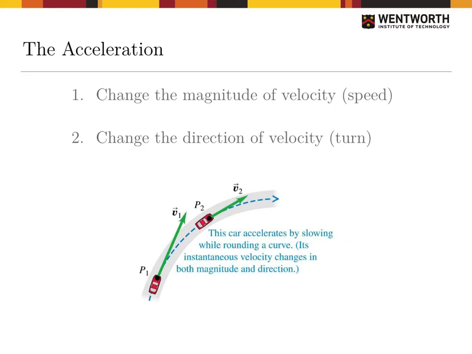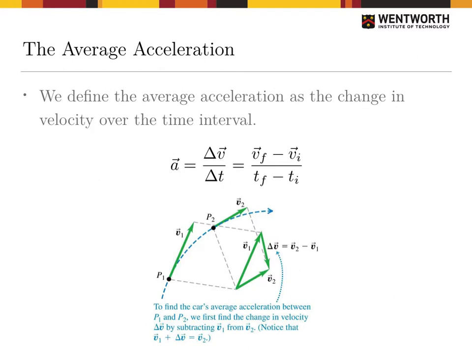Both of these result in a different velocity vector. Shown here is a car that is turning and slowing down at the same time. Therefore, the second velocity vector, v2, has a smaller magnitude than v1 and is pointing in a different direction. The average acceleration is given by the change in an object's velocity over the elapsed time, same as in 1 dimension.